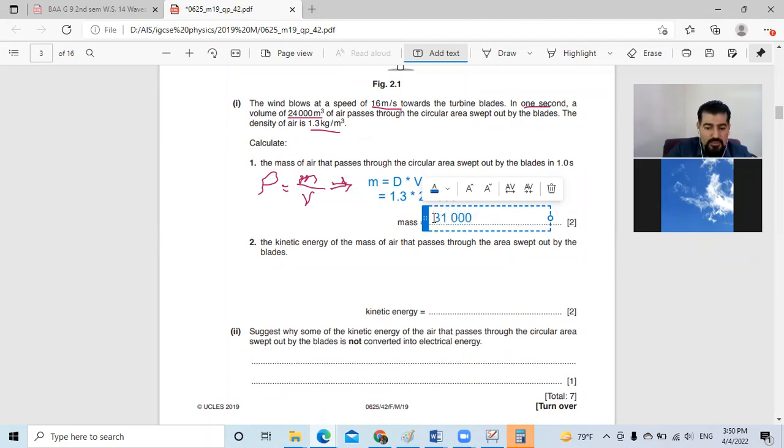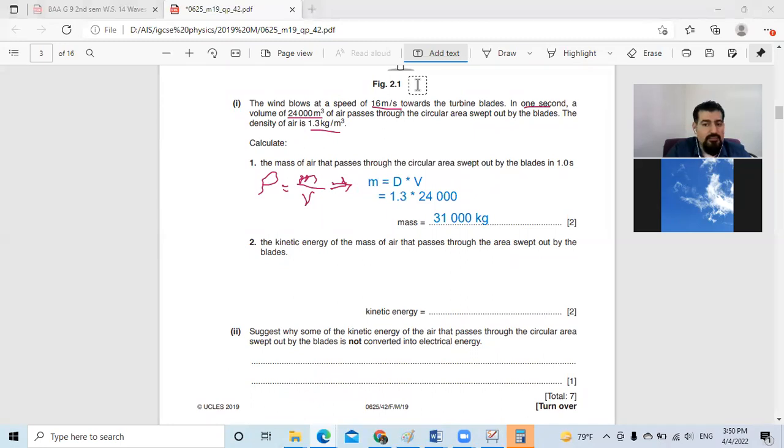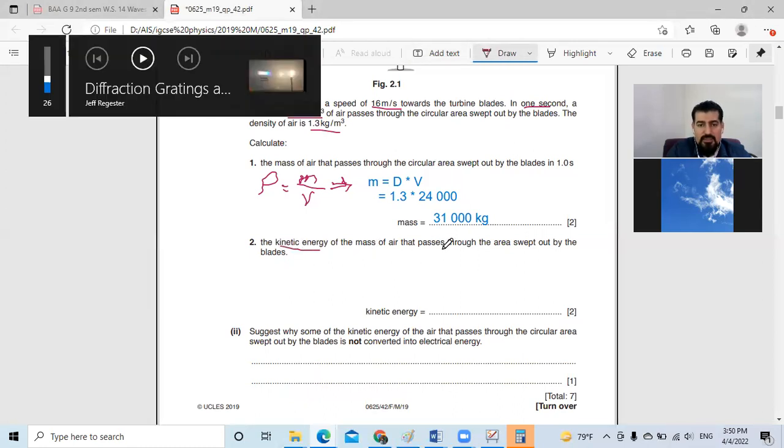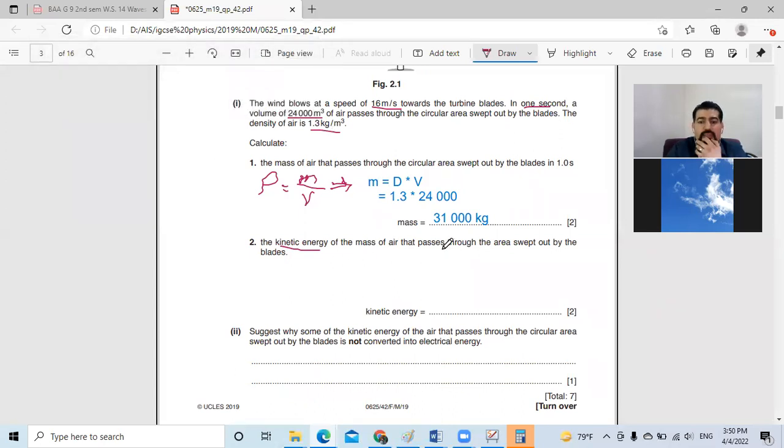31,000 kilogram. Yes, thank you all for answering. Okay. Then what I can say here? They ask about part B, okay? They ask about calculate also the kinetic energy of this mass passing what? The kinetic energy passed every second of these plates.